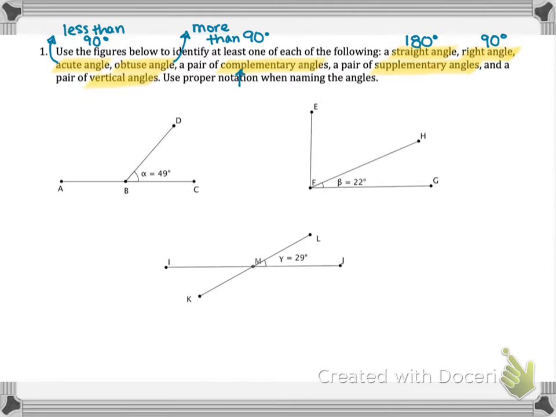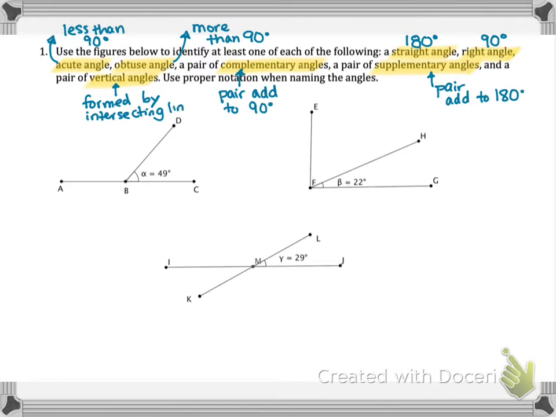Complementary angles are a pair that add to 90 degrees. Supplementary is a pair that add to 180 degrees. And finally, vertical angles are formed by intersecting lines. So let me help you with the vertical angles last. I think a lot of these words are familiar to you, except for maybe vertical angles. So let's work through this, okay?